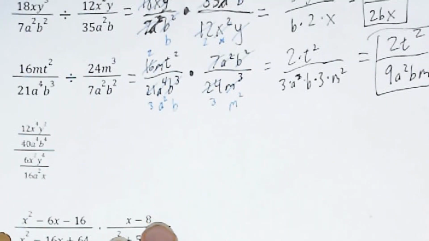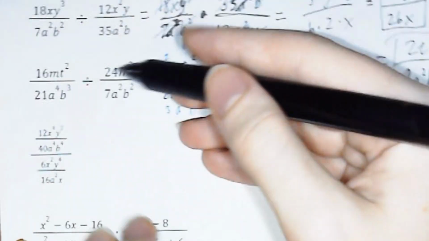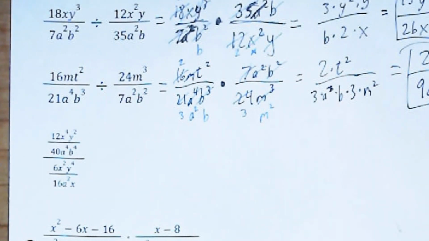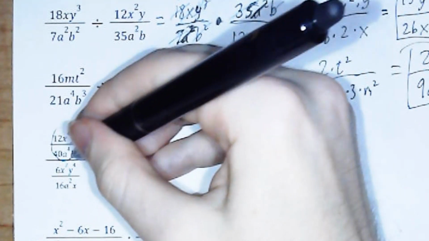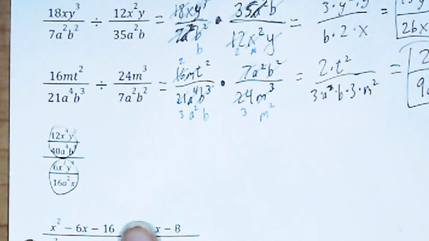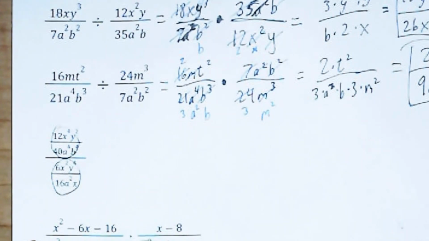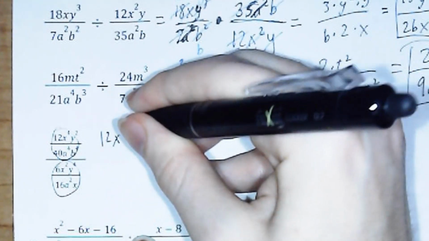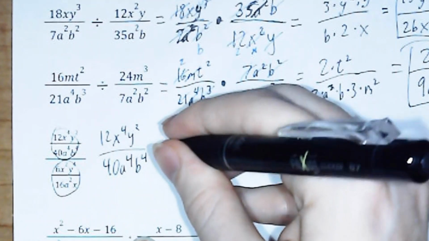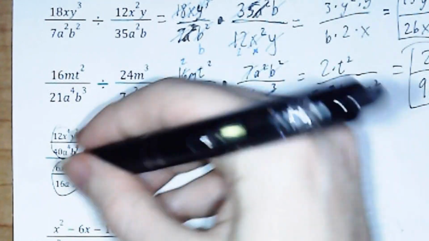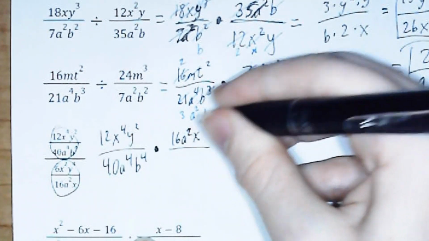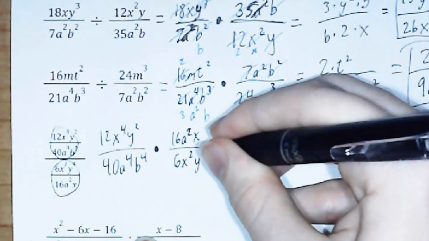Okay. The third one, this is what we call a complex fraction. A complex fraction has two parts. We have the top fraction here and the bottom fraction here, and it's this fraction divided by that fraction. So effectively, we're doing the same thing here as we have been doing. We keep the first fraction the same, and we multiply by the reciprocal. So 16a squared x over 6x squared y to the 4th.